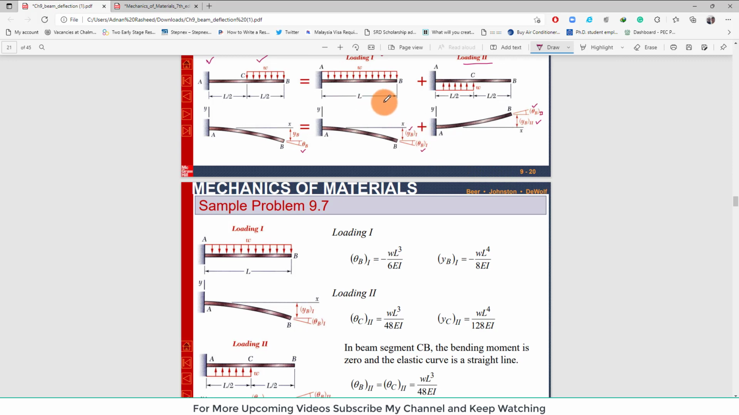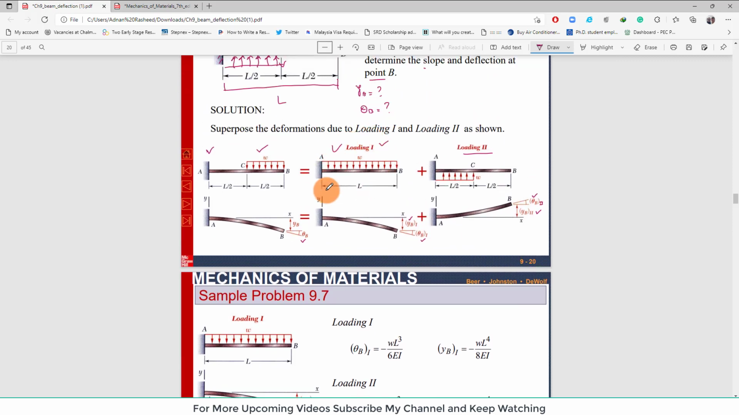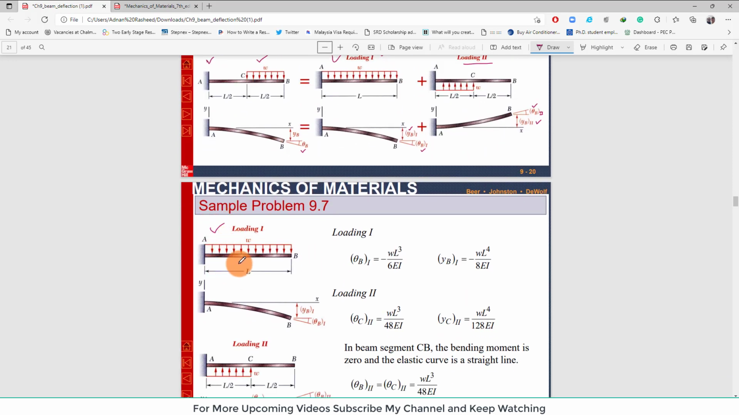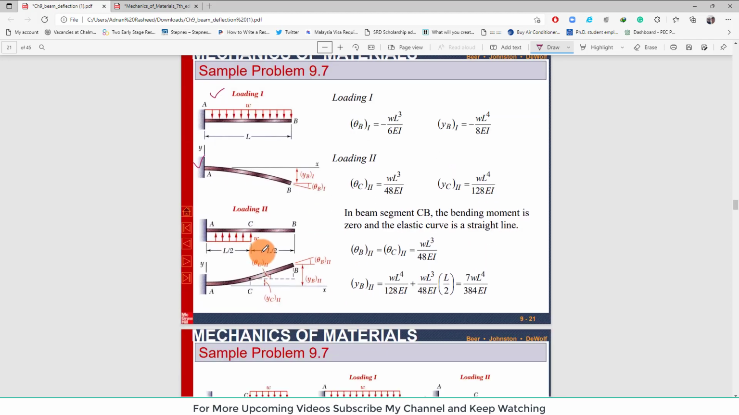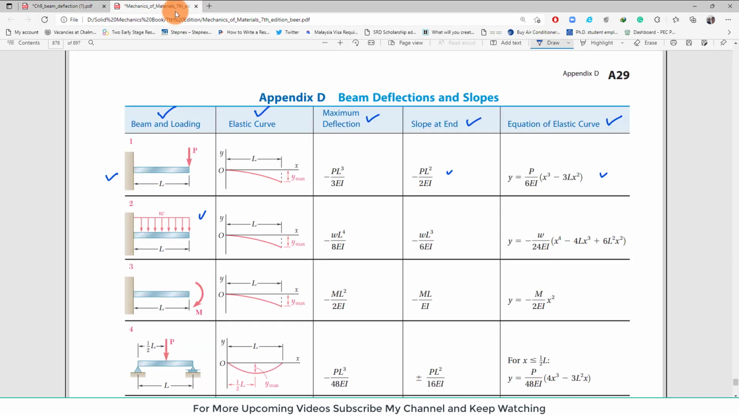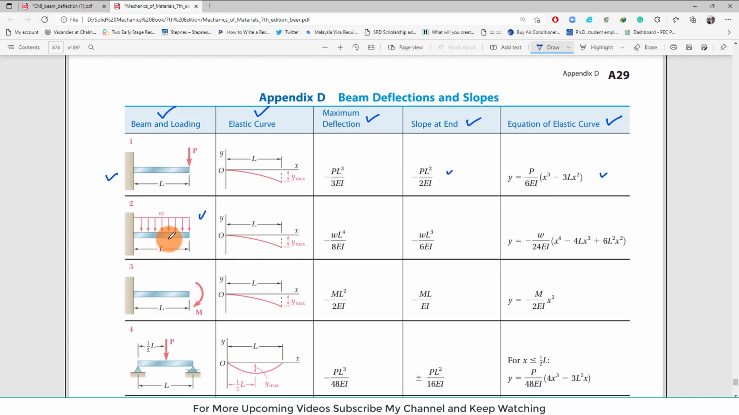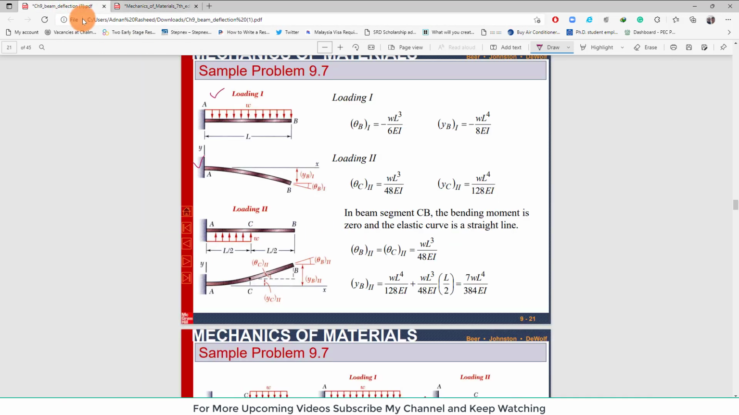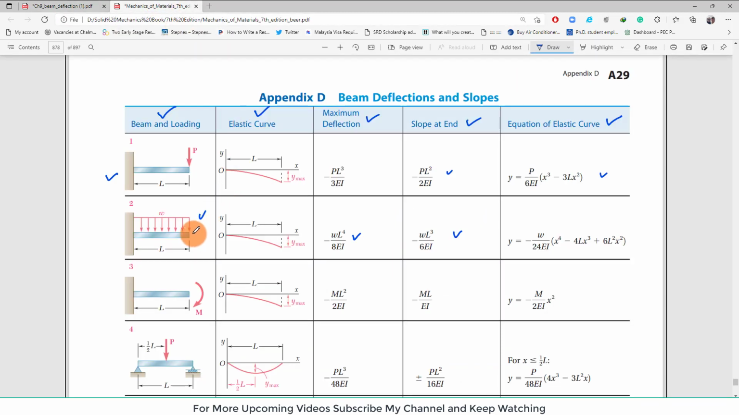So we will take this loading 1 that is shown over here, and then loading 2. Now you look at this loading 1. This picture is similar to this loading. Clear? So you can see that the column 3 is maximum deflection, clear, and the slope at the end. So this is similar to this one, clear. So we need the slope at point B, which is this one at the free end, clear.